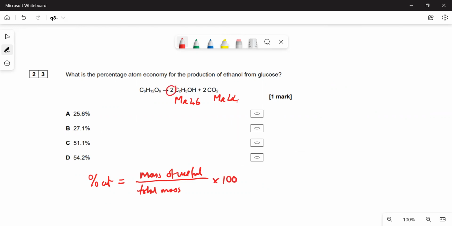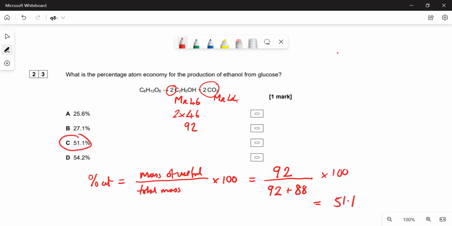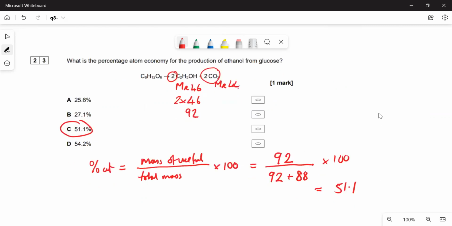Well, we're going to make 2 moles of ethanol. So that's 2 times 46, which is 92 grams of ethanol. And at the same time, we are also going to make 2 moles of carbon dioxide. So that's 2 times 44, that's 88. Times 100. If you do that, you get 51.1. That is the answer there. And that is the last question on the paper.